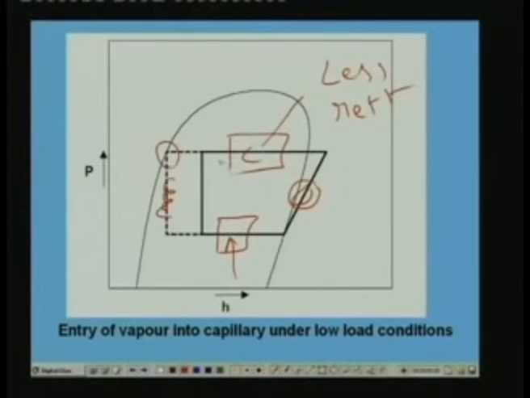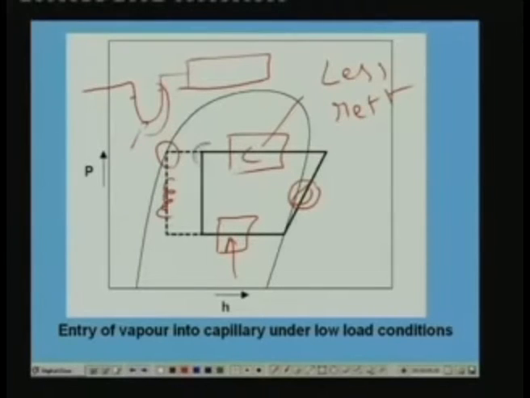Once there is less refrigerant in the condenser, typically a condenser will have a liquid seal. That means, just to give a simple idea, you may have a field like this which will be filled with liquid. This is required so that no vapor enters into the capillary tube. But when the load is less, this liquid seal will be broken, because there is less refrigerant in the condenser, and it is not possible to maintain the seal. Once the liquid seal breaks, the possibility of vapor entering into the capillary occurs.